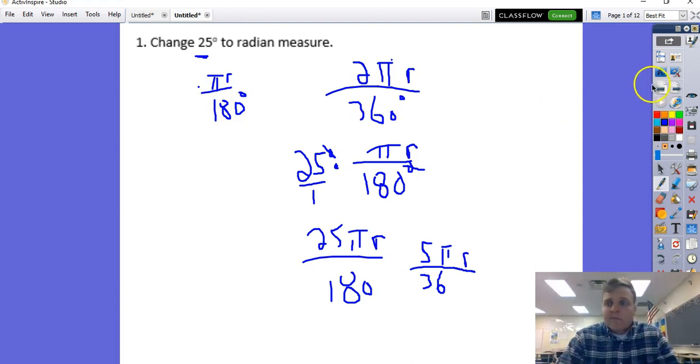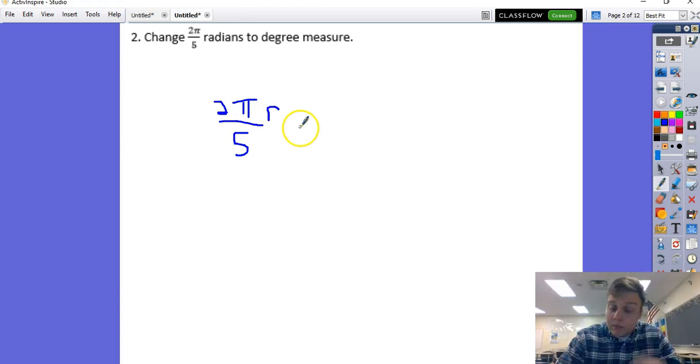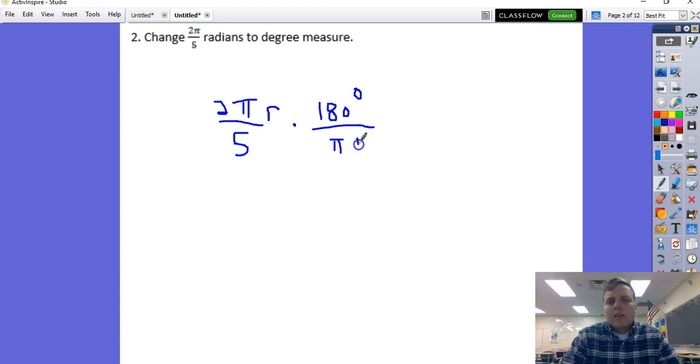Alright, number 2. Change 2 pi over 5 radians to degrees. We're just going to take 2 pi over 5, as I just said. We're not going to worry about what it is in the scope of a circle. We're just going to say, okay, this is 2 pi over 5 radians. I'm just going to put r to stand for radians. So I multiply that by, alright, I need degrees on top this time, 180 degrees over pi radians.